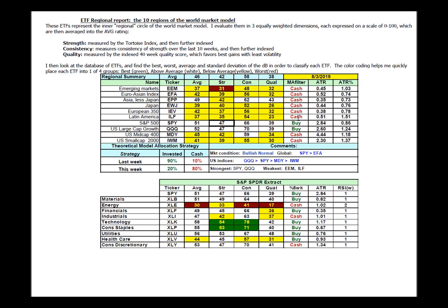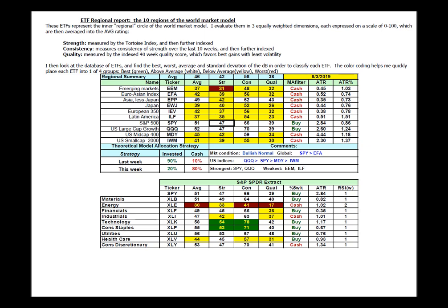ETF2 regional, 2 out of the 10 are on buy signals. That puts us at 20 and 80 in the theoretical model allocation strategy. Still bullish normal. S&P at 47, still better than the EFA at 39, so it's still the U.S. Inside the U.S., it's tech, large, mids, and smalls.